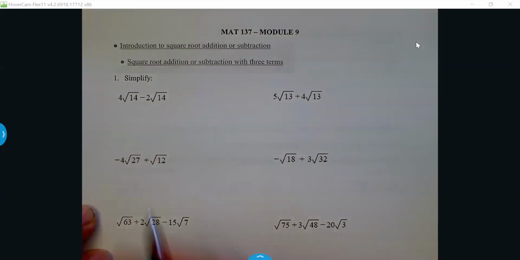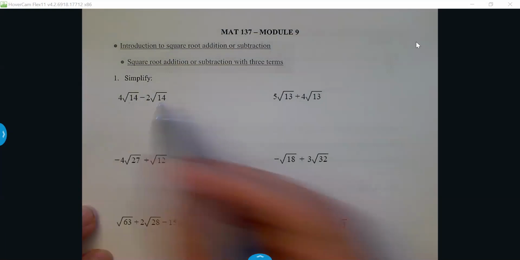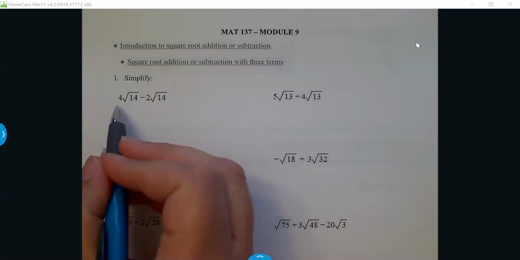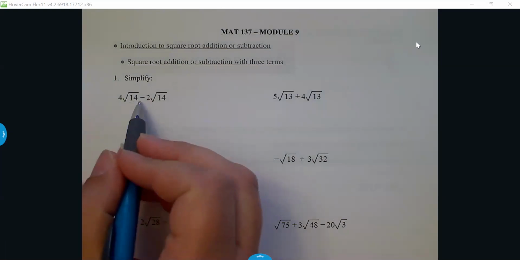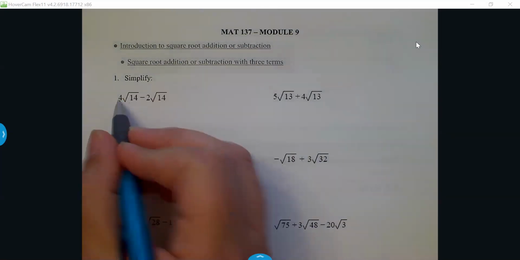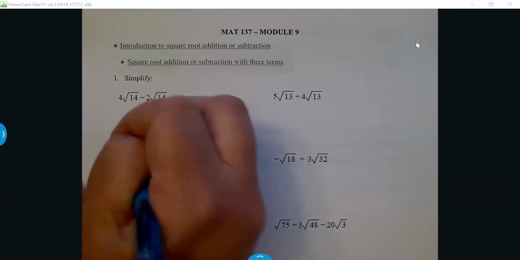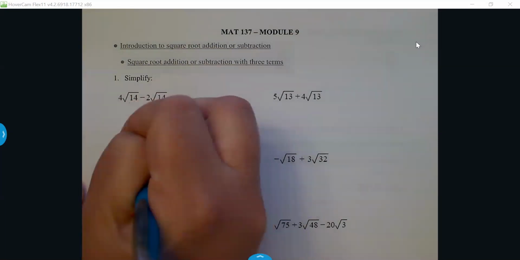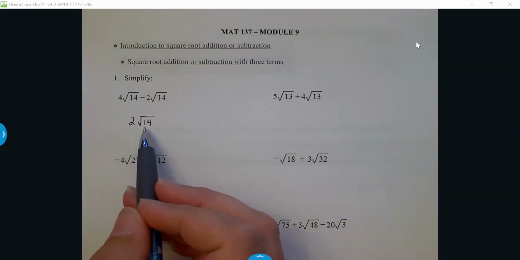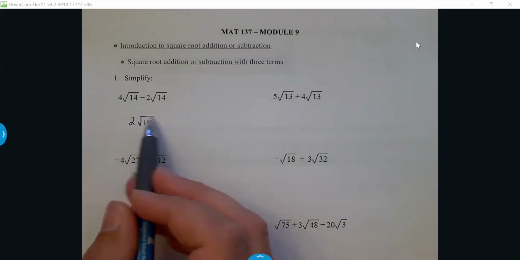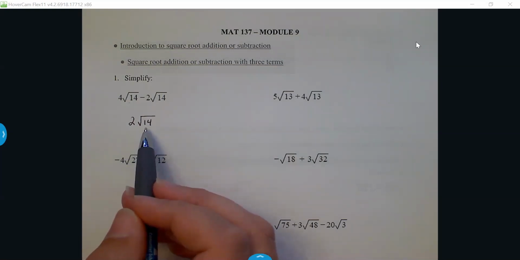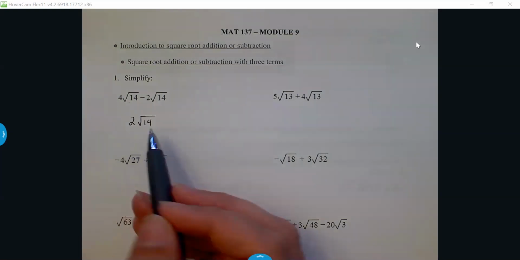The rule is that if the square roots are the same, you just treat that square root like it's a variable. So here we have 4 times the square root of 14 minus 2 times the square root of 14. So this would just be 4 minus 2. So that would be 2 square root of 14. Then we have to see if we can simplify the square root of 14, but there isn't a perfect square that goes into it besides 1, and that's not going to change anything. So we're just going to leave it as 2 times the square root of 14.